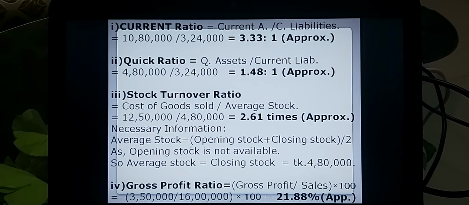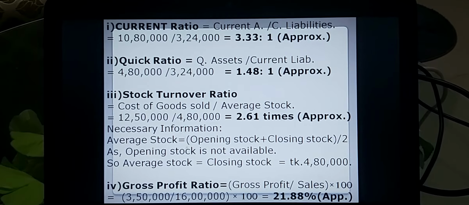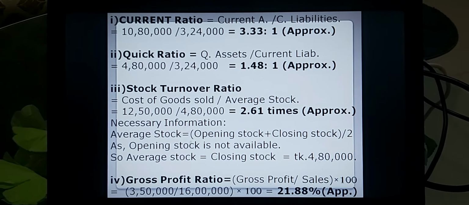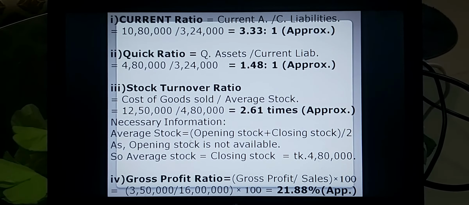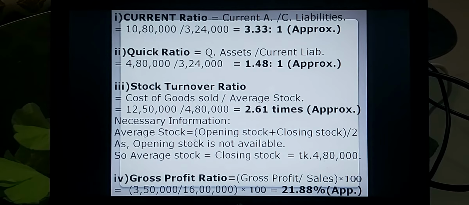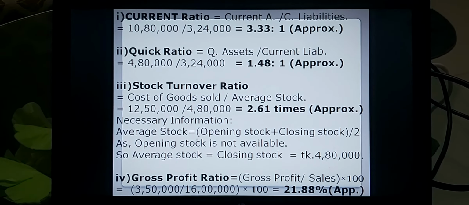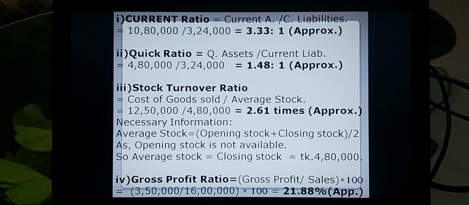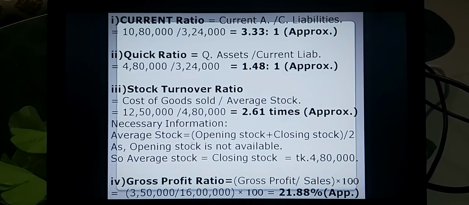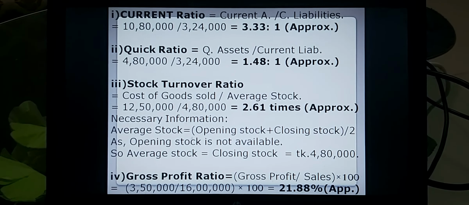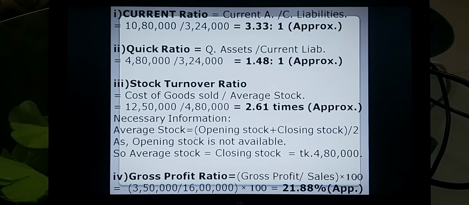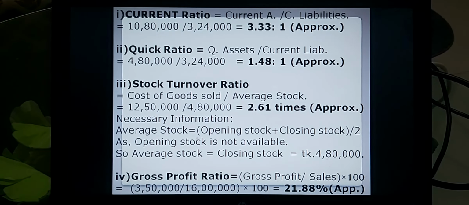Okay, dear students, I have already completed exercise number 3 from page 413. I think you have written in your copy in proper and correct way, but in future you have to practice more and more for future betterment, for your exam betterment.